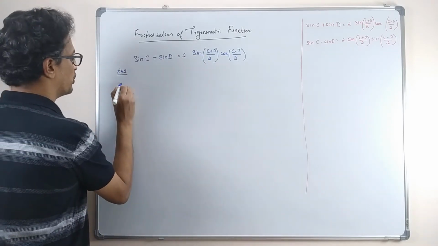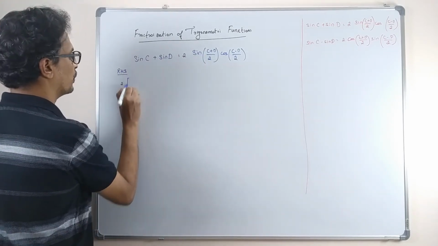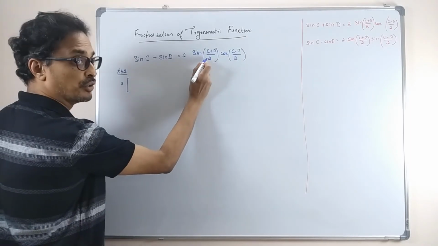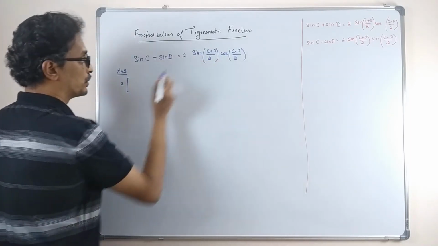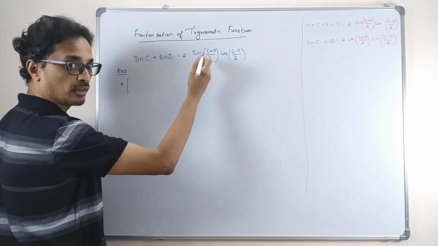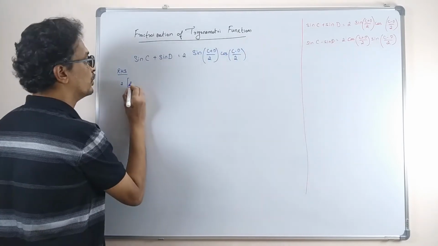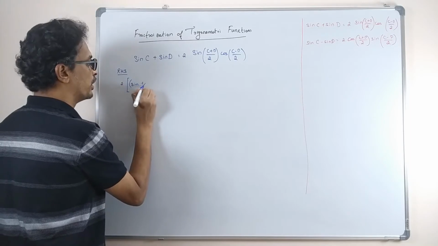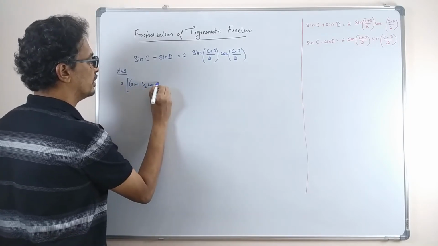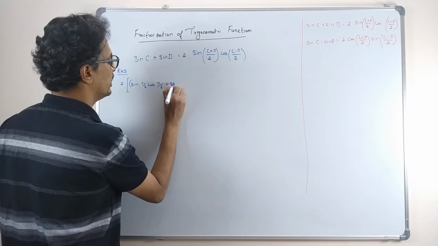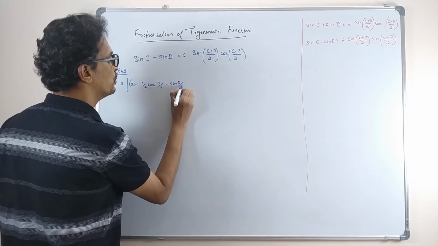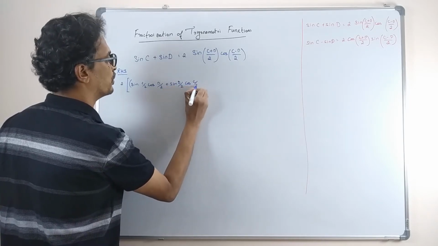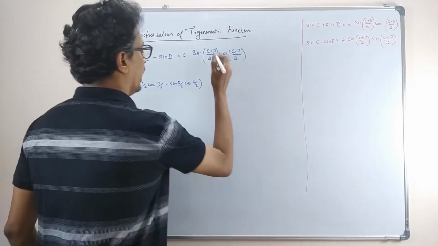So RHS is going to be 2 times sin (C/2 + D/2). Correct? So that will be what? Sin A cos B plus cos A sin B. So this is sin C/2 cos D/2 plus sin D/2 cos C/2. Correct?